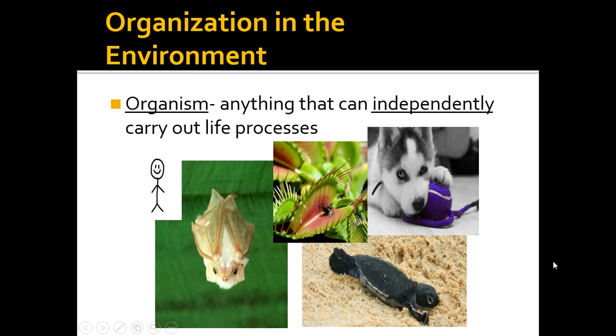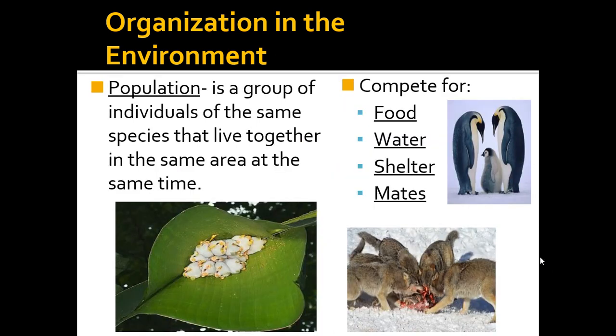Okay. So an organism is anything that can independently carry out life processes. So you can see a bunch of pictures of organisms there. All right, a population, this is going to be a group of individuals of the same species that live together and are in the same area. So these guys are going to compete for food, water, shelter, and mates. So we have bats that are living here under a leaf, these wolves competing for food, and some penguins who found a mate and had a baby.